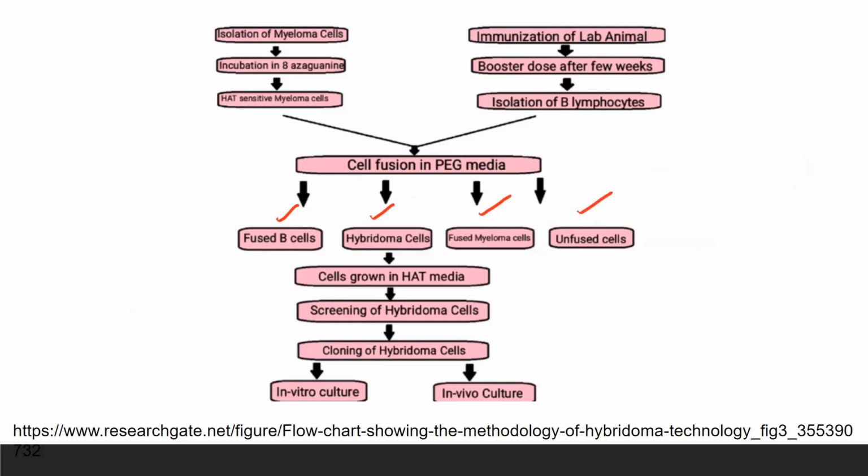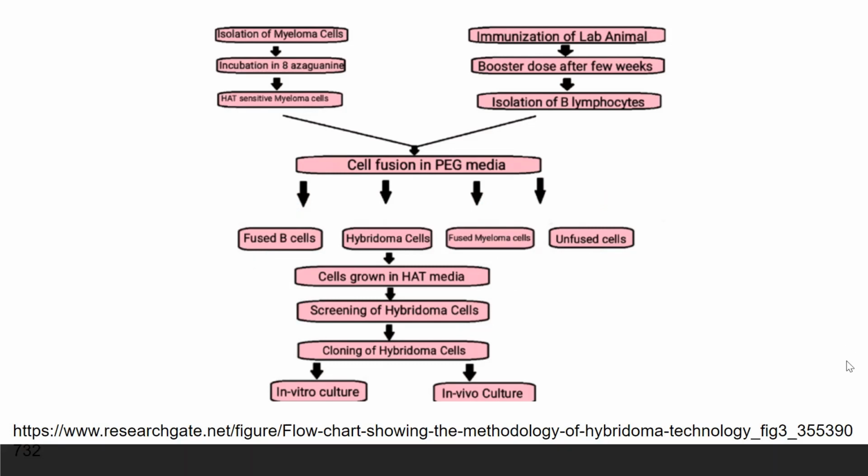Now, when these four types of cells are grown in HAT media, what happens is that unfused myeloma cells don't have the HGPRT gene, so they will not survive in this media since they cannot use the hypoxanthine and thymidine. And the B cells don't have an immortal lifespan, so after a few cell divisions, they will die. Fused B cells will also have the HGPRT gene. They can use the hypoxanthine and thymidine, but like the unfused B cells, they will not have an immortal lifespan. So they will also end up dying. So the only cells that are remaining are the hybridoma cells.